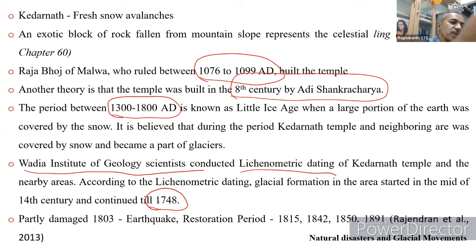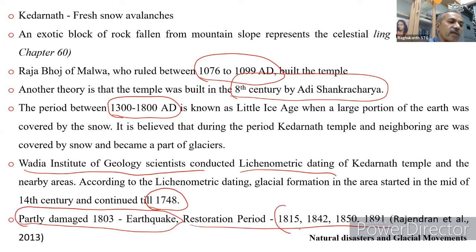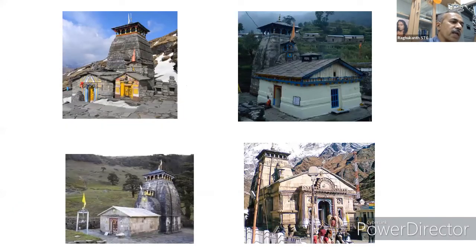And generally, if you see the history, some people have reported that in 1803 there was an earthquake, and this temple was partly damaged. Then the restoration period also happened. You can see that in 1815 and 1842, this temple was repaired by some people. We don't know the details, but we know that this temple was repaired or retrofitted during these times. And there are a lot of similar temples near Kedarnath.